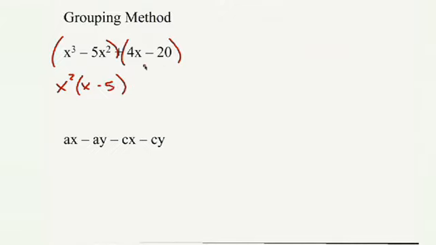Now we look at our second term. We say, what is common in both of those? Well, I see a 4. You see anything else? I think all we can pull out is a 4 because there's not an x in both places. That's right. So we put our 4, and amazingly what happens in the second parentheses? Well, to get 4x, I'd have to multiply 4 by x. And to get negative 20, I'd have to multiply 4 by negative 5.